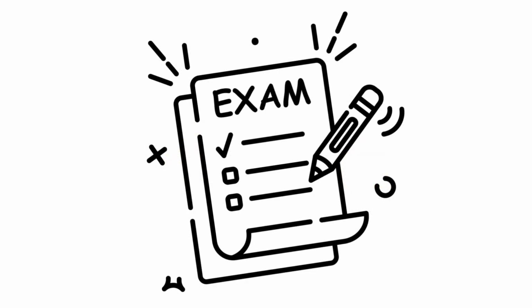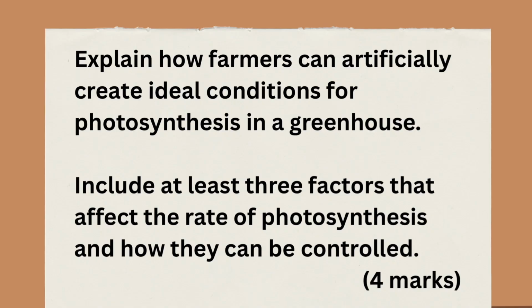Now that we've covered all of the key points, let's see if you can use your knowledge and understanding to answer an exam question. Here's the question. It's best to start by reading it carefully. Explain how farmers can artificially create ideal conditions for photosynthesis in a greenhouse. Include at least 3 factors that affect the rate of photosynthesis and how they can be controlled.